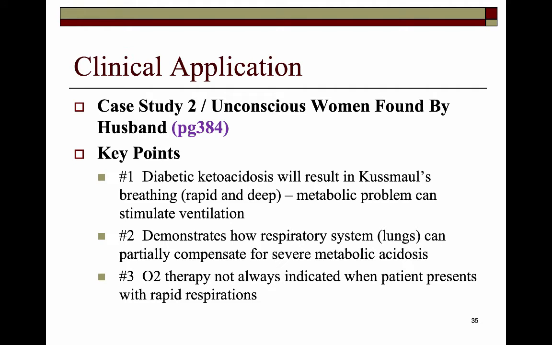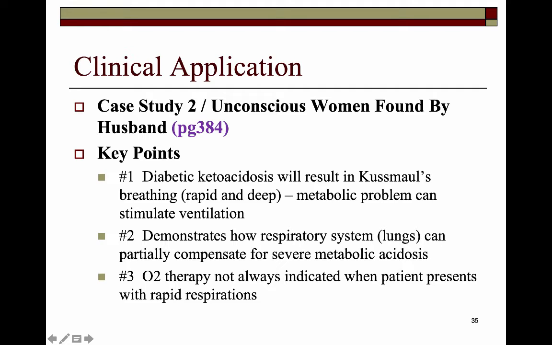And here's another case study. An unconscious woman was found by her husband, and this is on page 384, and we find out that this woman has a history of diabetes. And one of the risks of diabetes when the blood sugar gets out of control is diabetic ketoacidosis. And remember, it's an acid. Acids encourage us to breathe more, and so diabetic ketoacidosis, or DKA, will result in Kussmaul's breathing.